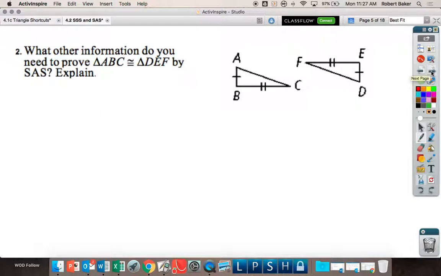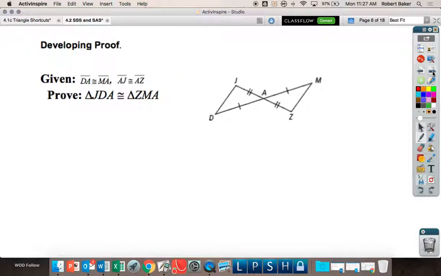What about this one? What additional piece of information do you need to prove that those two triangles are congruent by the side angle side shortcut? Angle E and angle B. Perfect. So you have to be able to say that these two are congruent. Would you just draw that on there? On the test, it would ask you to just write that in, angle B, and you could draw it in to see it.